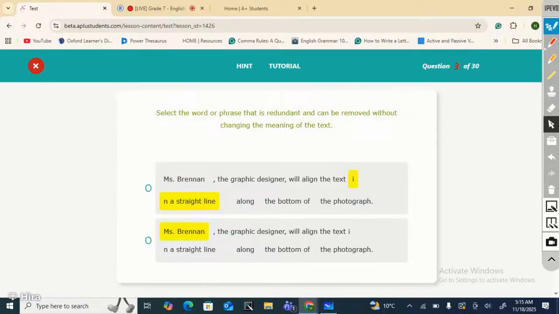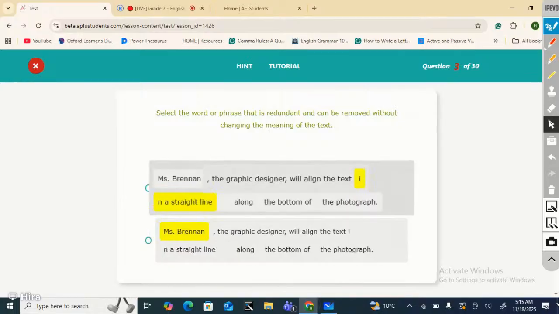Okay, so Ben, you're saying no, it's one. Yes, you're right. Option one is correct because Miss Brennan cannot be a redundant word. You are selecting the word or phrase that is redundant, that can be removed from the sentence without changing the meaning of the text. So, option two is not redundant.